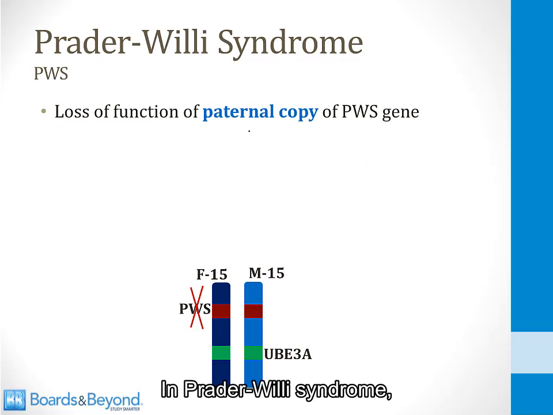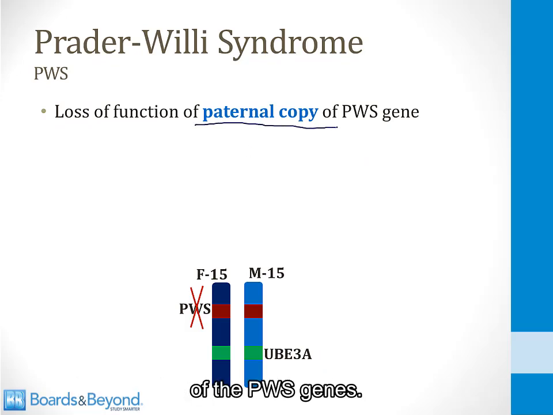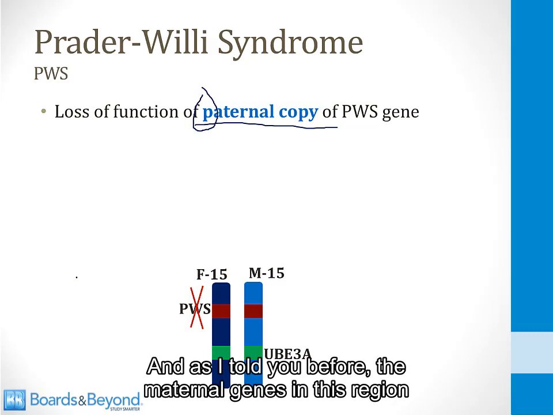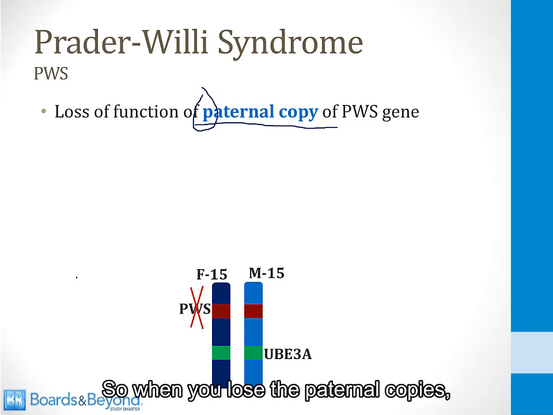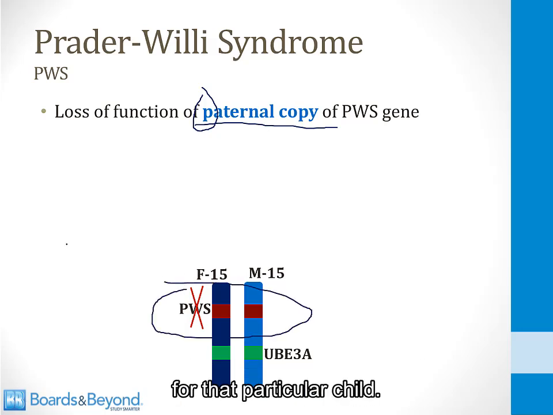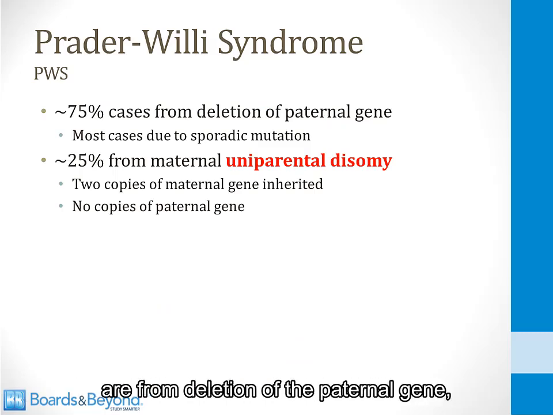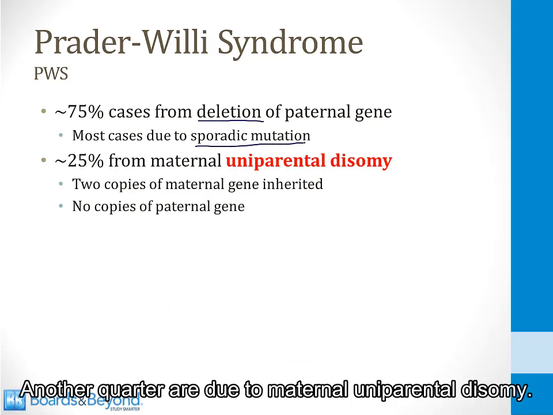In Prader-Willi syndrome, there is a loss of function of the paternal copy of the PWS genes. You can just remember that the P in Prader-Willi syndrome goes with the word paternal. And as I told you before, the maternal genes in this region of chromosome 15 are not normally expressed. So when you lose the paternal copies, you therefore have no functioning genes in the PWS region for that particular child. About 75% of cases of Prader-Willi syndrome are from deletion of the paternal gene, usually due to a sporadic mutation. Another quarter are due to maternal uniparental disomy.